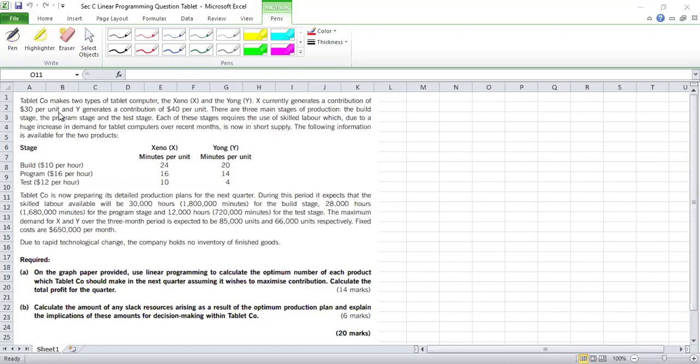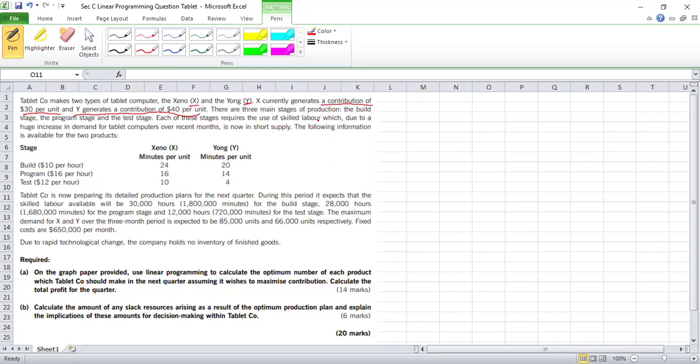Okay, we are starting. Tablet company makes two types of tablet computers, the X and the Y. So these are the two tablet computers. X currently generates a contribution of 30 pounds per unit. This is the contribution of X. And Y generates a contribution of $40 per unit.